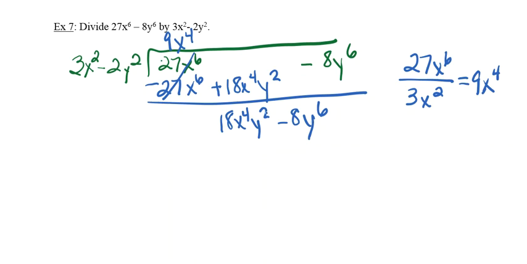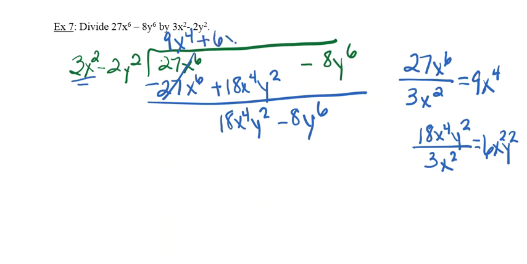So we're going to take my next term, 18x to the 4th, y to the 2nd. We're going to divide it by what I'm dividing by, 3x squared. Remember, it always stays the same. 18 divided by 3 is 6. X to the 4th divided by x squared, 4 minus 2 is 2. I don't have any y's, so now I'm going to tag along some y's. This is going to help because I need to get some y's into my problem. So I have a positive 6x squared y squared.